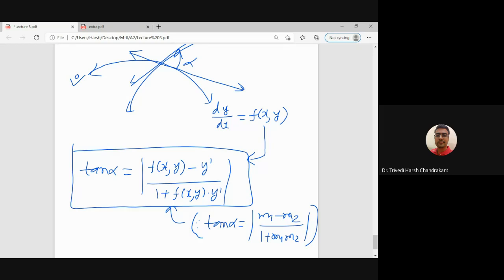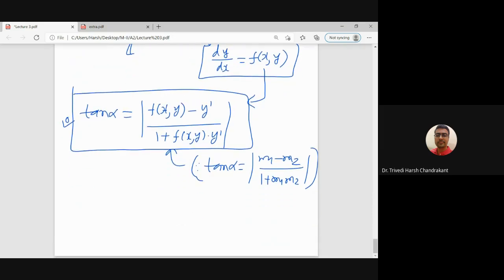So the first family curve satisfies this differential equation: dy by dx is equal to f of xy. So using this f of xy, we will make a new differential equation which is tan alpha is equal to modulus of f of xy minus y dash divided by 1 plus f of xy into y dash, and we will solve this second differential equation to get the second family. So this is the method. Let us see the example. It will be more clear with the example.